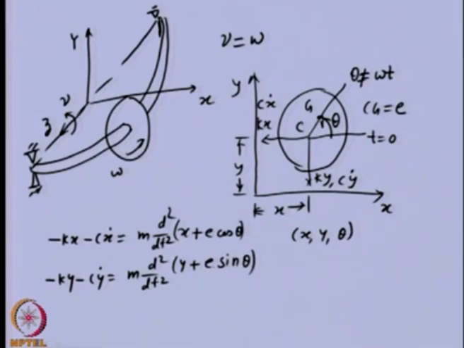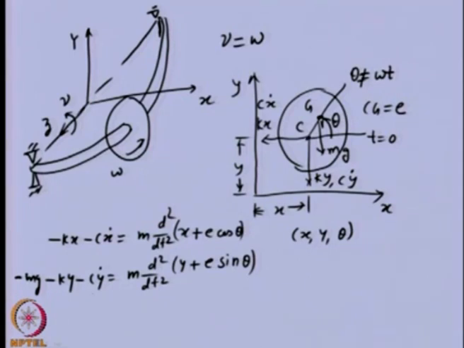Apart from this, you will see that because mass mg is acting at the center of gravity, that will also come in the force in the y direction, that is, in this particular case it will be minus mg. Not only will it give a force, it will give a moment about the center of rotation.